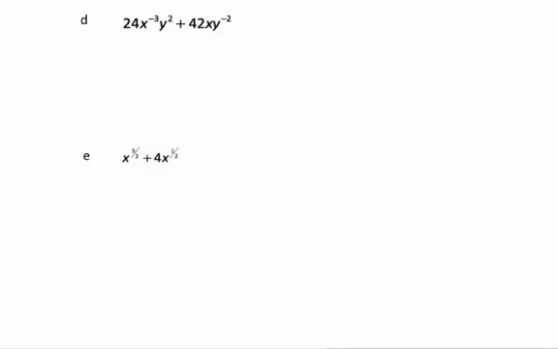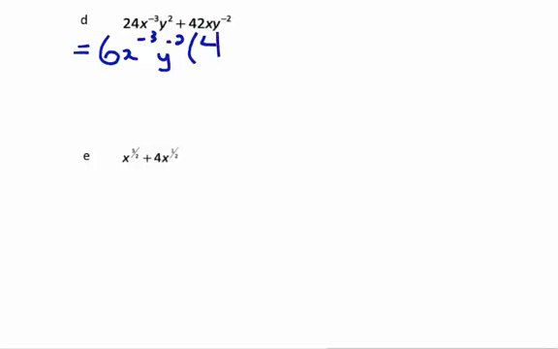Both terms have x's and y's as variables, so then we need to look at what is the smallest exponent on x, what is the smallest exponent on y. Smallest exponent on x is negative 3, smallest exponent on y is negative 2, so our greatest common factor that we take out should be 6x to the negative 3, y to the negative 2. When we take that out, we divide it out.